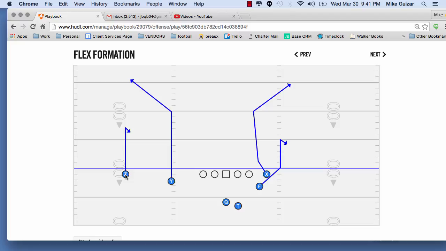And that is our smash concept out of spread right. T will not run a route unless it is tagged. Excuse me, that was out of flex.